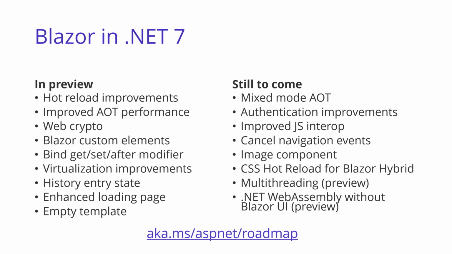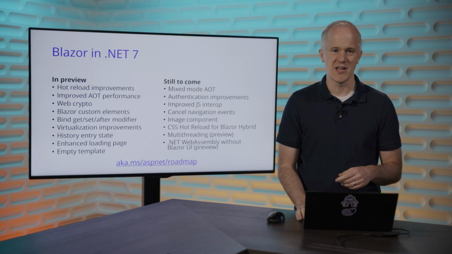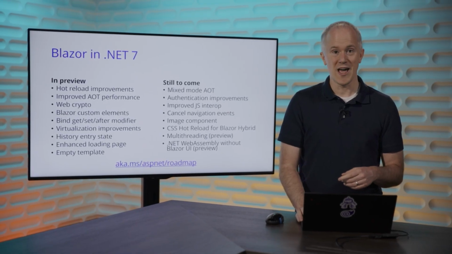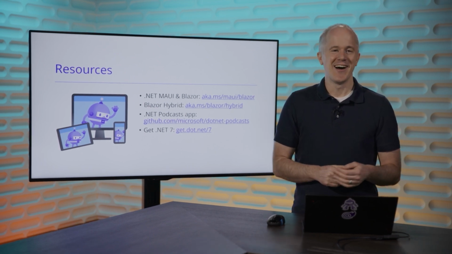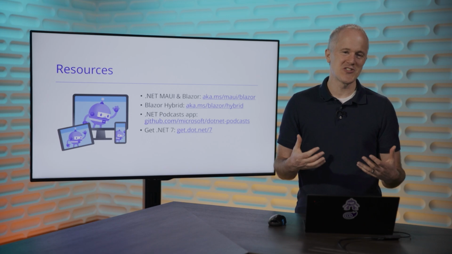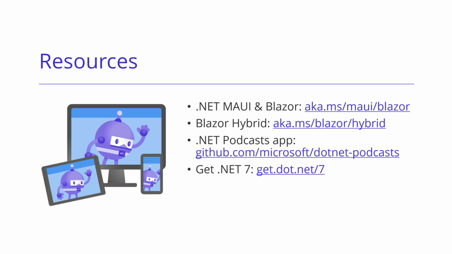We've also got still a lot more to come in .NET 7. We're not done yet. .NET 7 ships later this year, and we've got a whole bunch of new Blazor features that are coming as well. You should check out the latest details in the ASP.NET Core and Blazor roadmap at aka.ms/ASP.NET/roadmap. I hope you enjoyed learning about .NET MAUI and Blazor. There's tons of resources that you can use on the web to help you get started. Give it a try and let us know what you think.